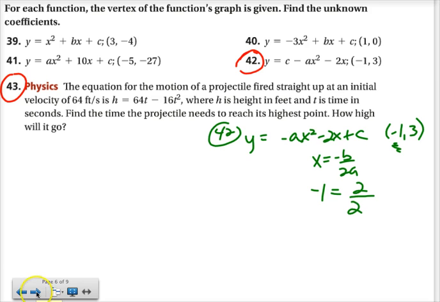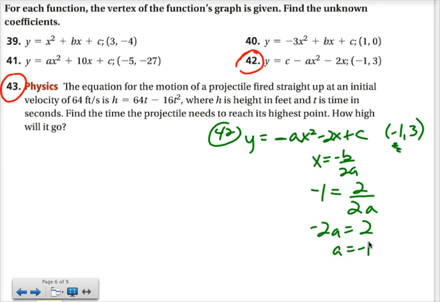And what we're going to do is we're just going to ignore the negative in front of it and just fill in the space for a, because the negative is already there. We just need a. So we would multiply both sides by 2a and get negative 2a equals 2. We would divide both sides by negative 2 and get a equals a negative 1.